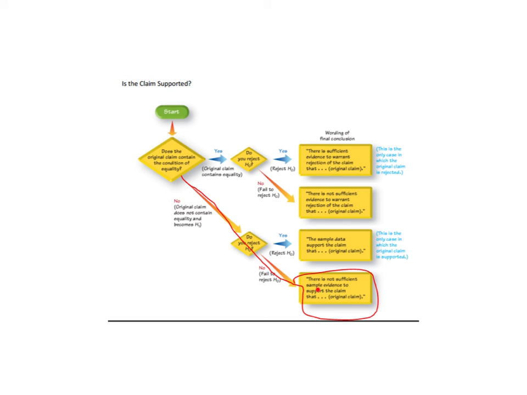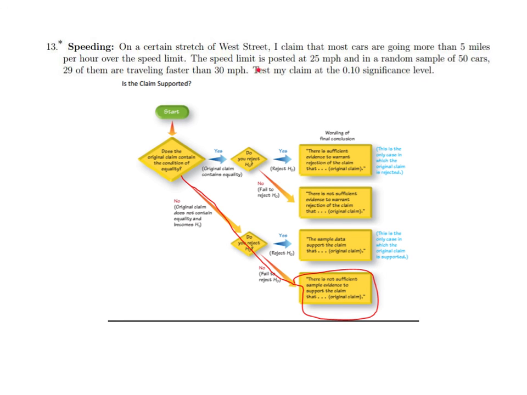I say there's not sufficient sample evidence to support the claim that most cars are traveling more than 5 miles an hour over the speed limit. Okay, and that's what you do. It's that easy. You don't have to do all the calculations, but interpreting the results is really important. If you want to use Dr. Stevens' phrasing on this, I think he has something like there's not enough data to support the claim that. And that certainly works too. I like the flow chart because it's visual. So hopefully that helps you out.